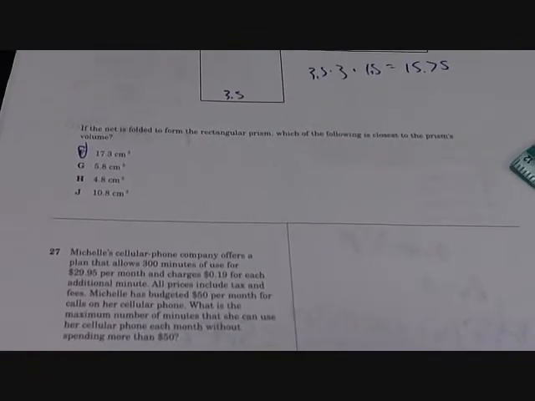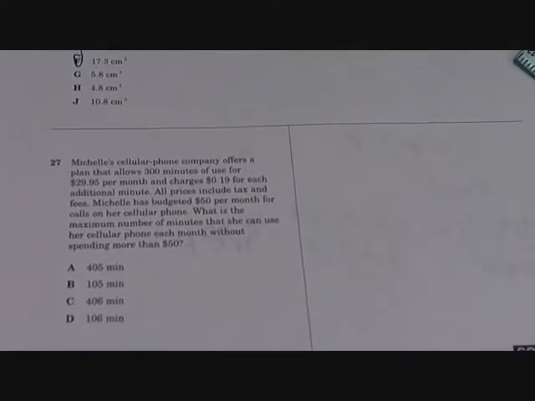27. A cellular phone company offers a plan that allows 300 minutes of use for $29.95 per month and charges 19 cents for each additional minute. All prices include tax and fees. Michelle has budgeted $50 per month for calls on her cellular phone. What is the maximum number of minutes that she can use her cellular phone each month without spending more than $50? We're trying to find out the max amount of minutes she can spend.